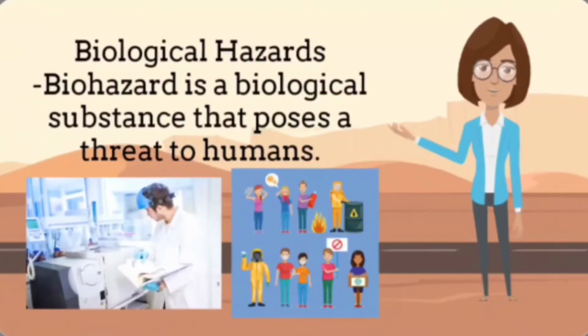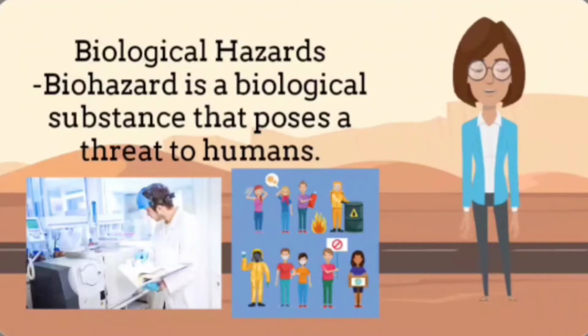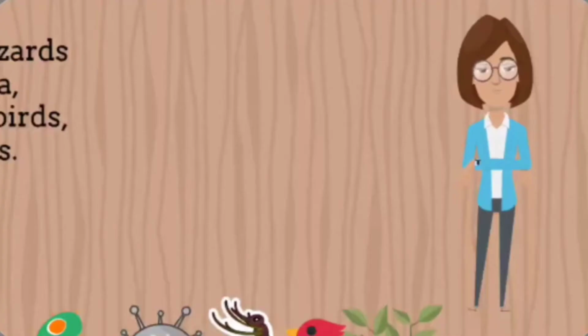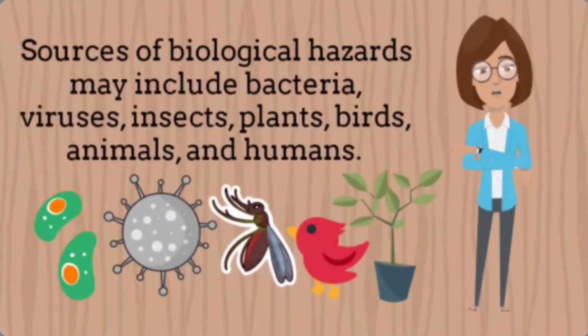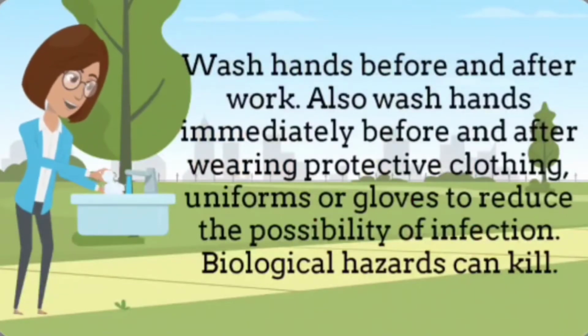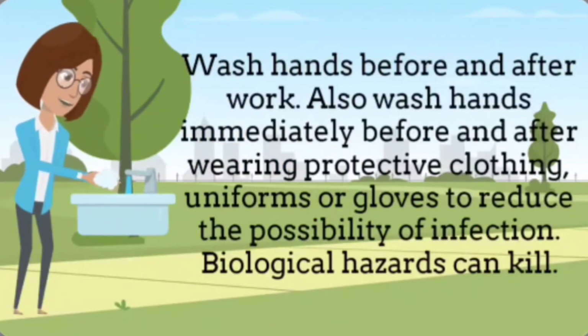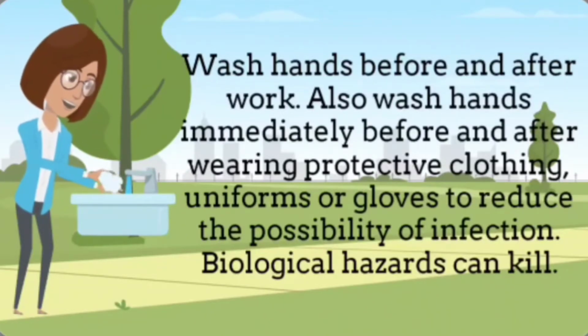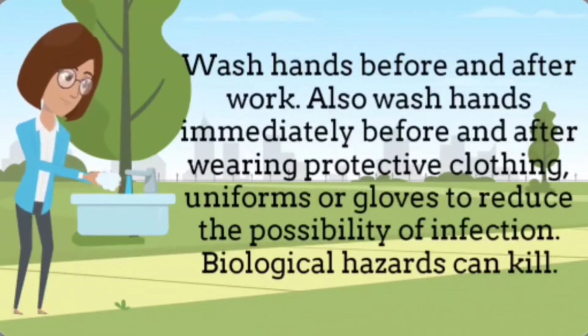Next is the biological hazard or biohazard. It is a biological substance that poses a threat to humans. Sources of biological hazards may include bacteria, viruses, insects, plants, birds, animals, and humans. To prevent this, wash hands before and after work. Also wash hands immediately before and after wearing protective clothing, uniforms, or gloves. To reduce the possibility of infection, remember that biological hazards can kill.